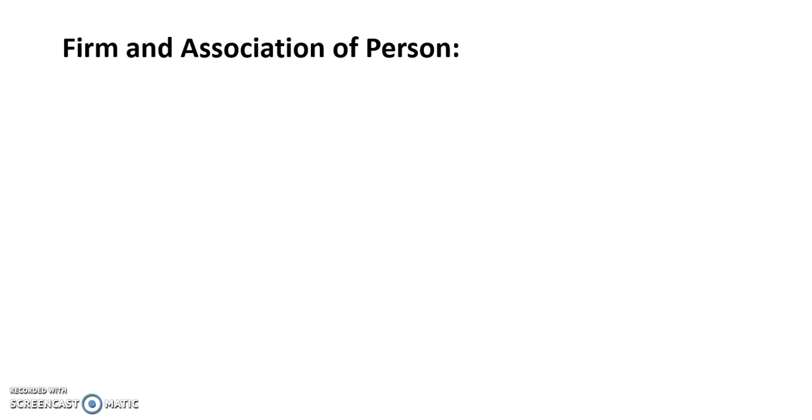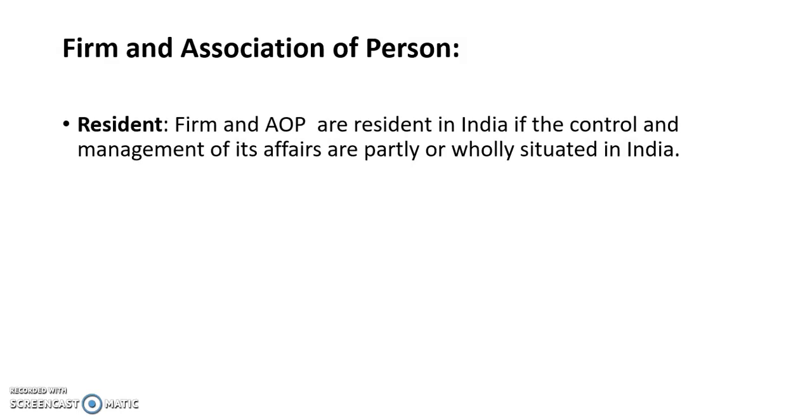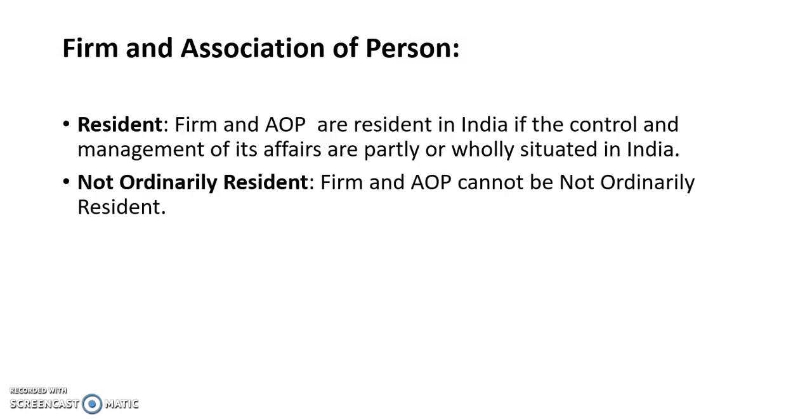Now we will see about the residential status of a firm and association of persons. Firm means partnership firm, and association of persons you call an AOP in short. First is the resident. Firm and association of persons are resident in India if the control and management of their affairs are partly or wholly situated in India. Then you call it a resident.